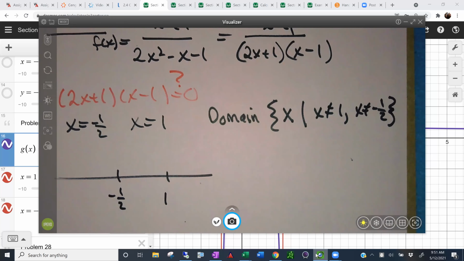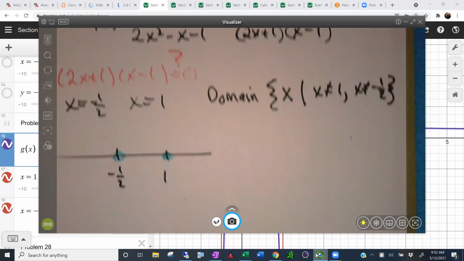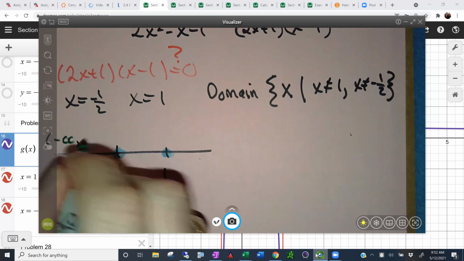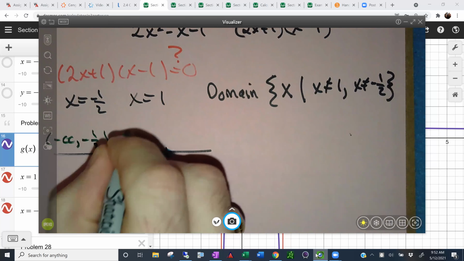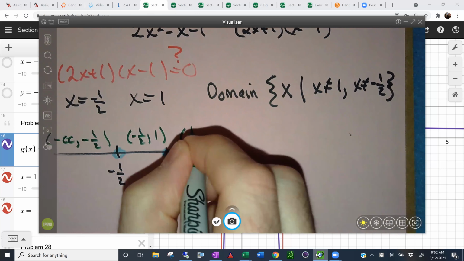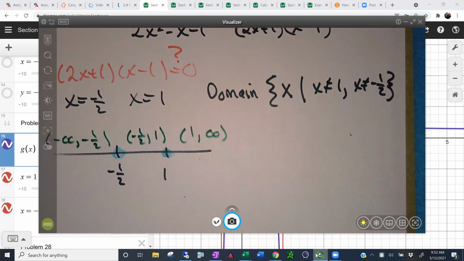So if you were to think about the points that we can't use, this one and this one, the resulting interval notation would look like this. It'd be -infinity to -1/2, -1/2 to 1, and 1 to infinity. That might be a little bit more user-friendly than this. This is just kind of a fancy set notation.